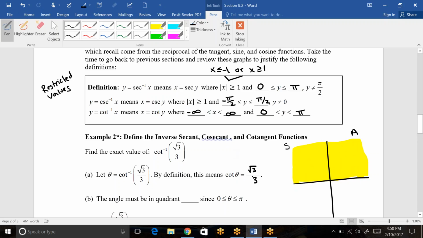Okay. So look at this. Over here, everything is positive. So all the different signs. Over here, sine is positive. Sine and cosecant would be positive over here. All trig functions are positive over here. So we're going to have to be in quadrant 1.